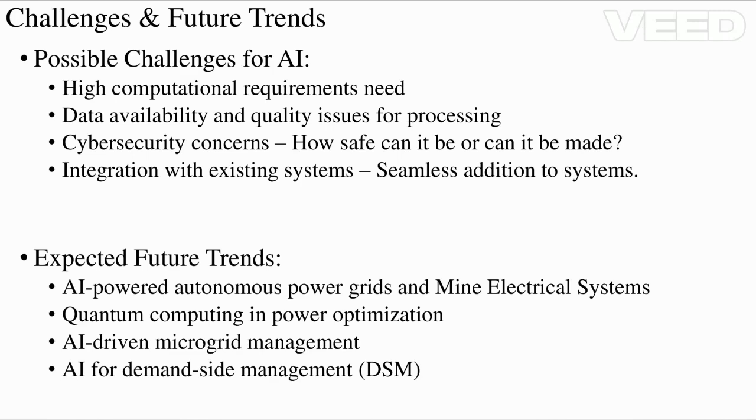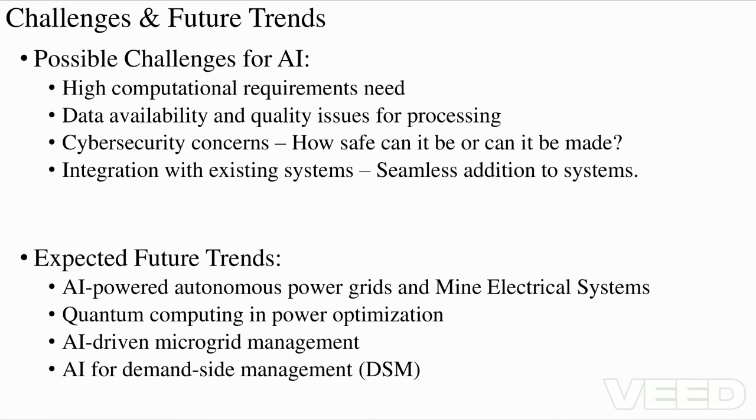When we come to some of the possible challenges that are attributed to artificial intelligence, despite its benefits, it comes with its own challenges. We have got the high computational requirements, data quality issues, cyber security risk, and integration barriers. So what we are saying is, even if we have got data, how available is it? What is the quality of this data that will enable the application of artificial intelligence for processing? Then there are cybersecurity concerns: how can our systems be safe, or how can we make them safe? And of course, integrating artificial intelligence into our existing systems to have a seamless addition is not a very straightforward thing. So these are some of the possible challenges that will come with artificial intelligence.